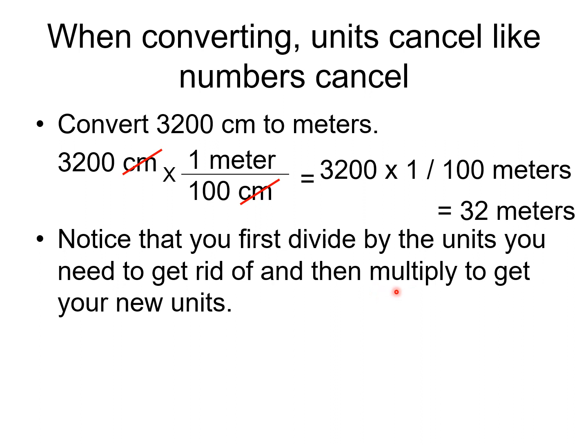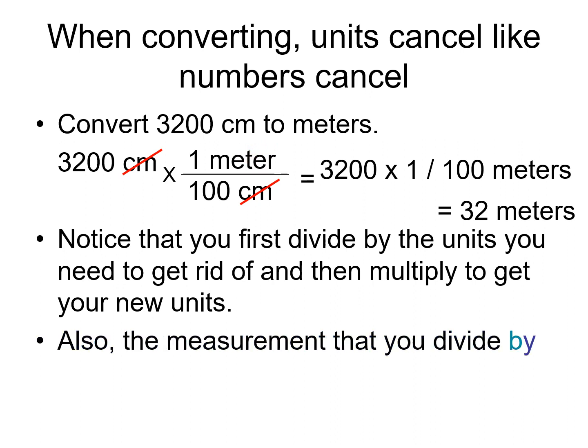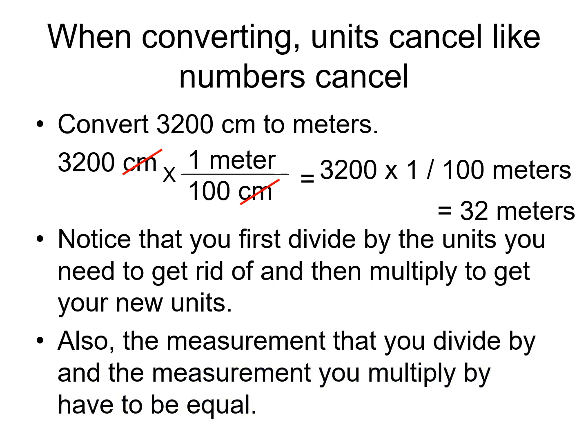Now, that is the case if we have the units in the numerator. If we have it in the denominator, we're actually going to put the units we want to get rid of into the numerator so we can cancel it. We'll get to an example like that later. And also notice that the measurement you divide by and the measurement you multiply by have to be equal to each other. So even though the numbers aren't equal, the measurements are equal. So 1 meter equals 100 centimeters.